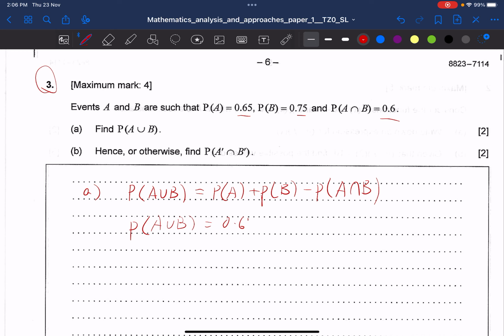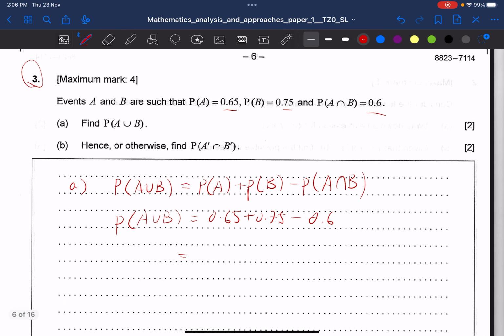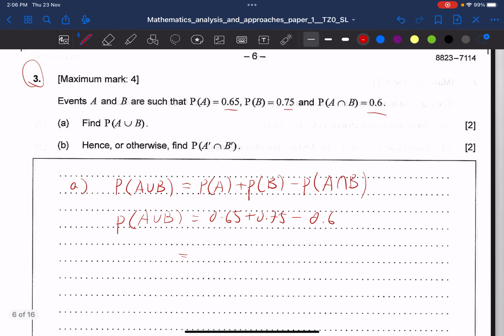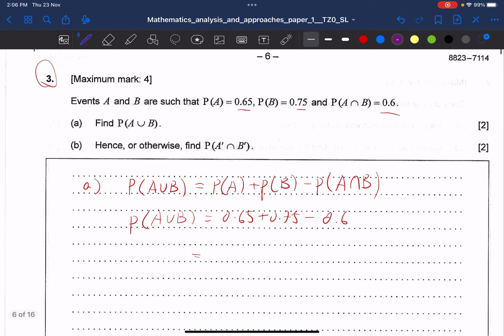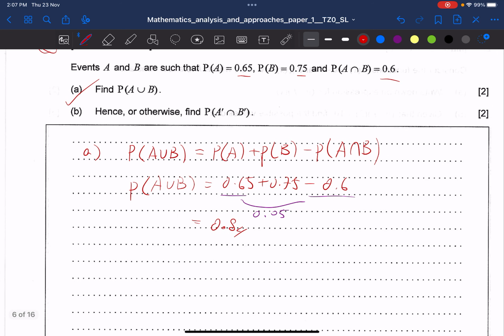P(A) 0.65 plus 0.75 minus 0.6. Okay, so I think the hardest part is actually computing the decimals here. So we do the easiest first, which is 0.65 minus this, which is like what, 0.05, right? And then add it to that. So I think we got 0.8 at the end. Okay, 0.8. Hence or otherwise, find A prime and B prime.